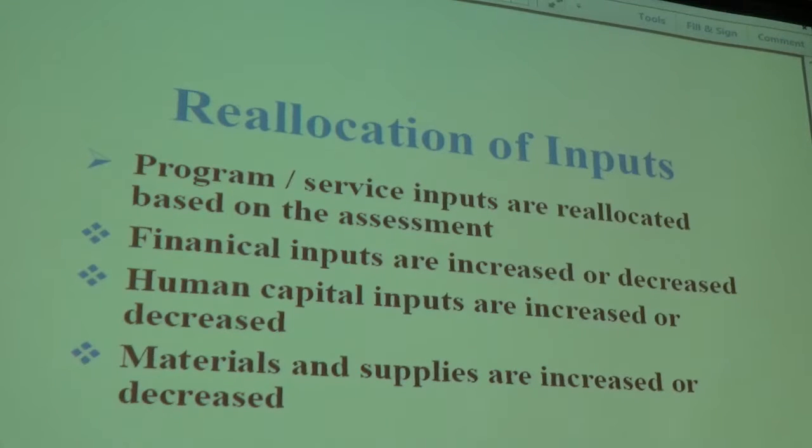Obviously, when programs are expanded, there's going to be an increase in financial inputs, an increase in human capital, human resources, and an increase in materials and supplies. Conversely, when the programs are shrunk, when the scope is reduced, that should lead to significant reductions in financial inputs, significant reductions in human resources inputs, and significant reductions in materials and supplies.